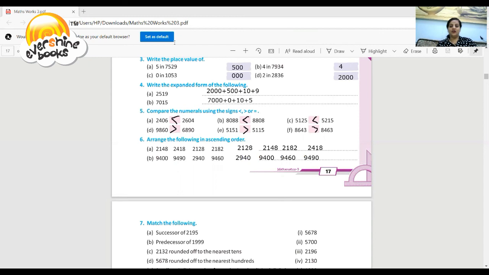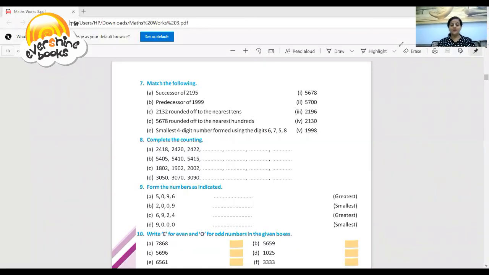We have done ascending order too, and in our chapter we have also done ascending and descending. Descending is nothing but the opposite of that. Now students, we will match the following. Successor of 2195 should be 96, so we are going to match it with 2196. Next is predecessor of 1999. That will be 1998.